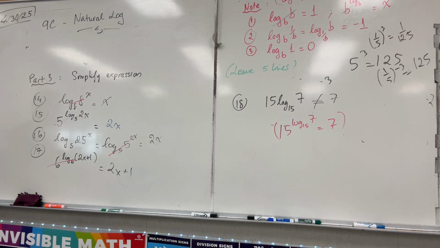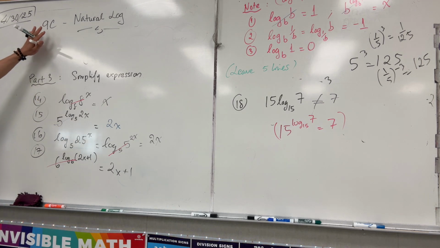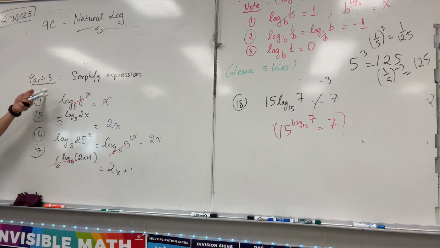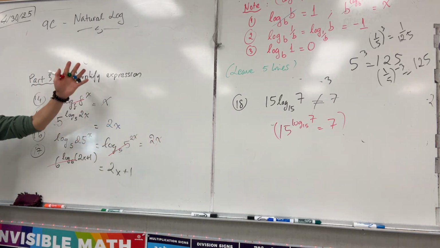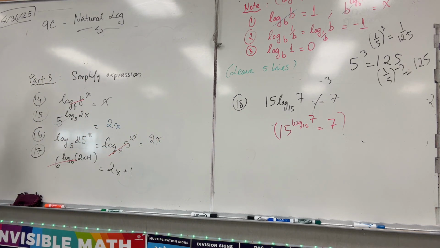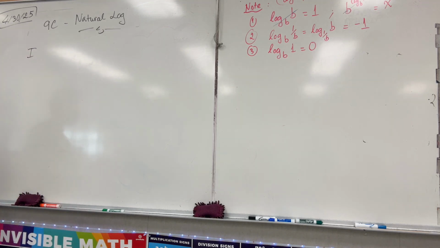Now we're going to do the 9C. Now we start 9C. So we're done with part 3. This is the last one for part 3, and then that's the 9D. Go to 9C. I'm going to make it short, and also cut the homework for you. Okay. So 9C is about natural log. That's another type of log. It's just a special type of log.